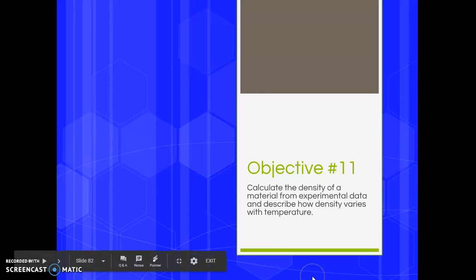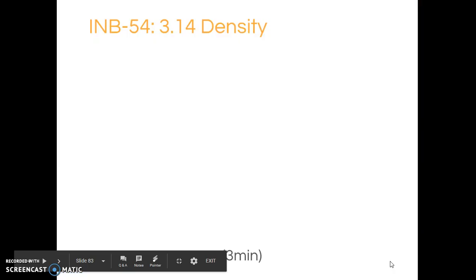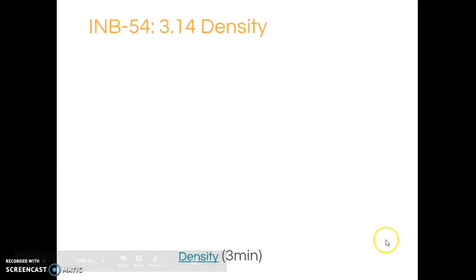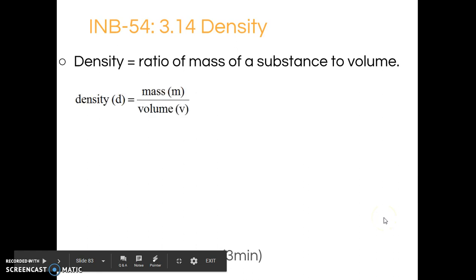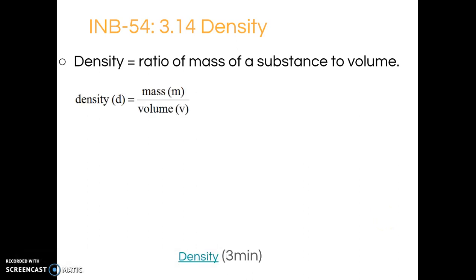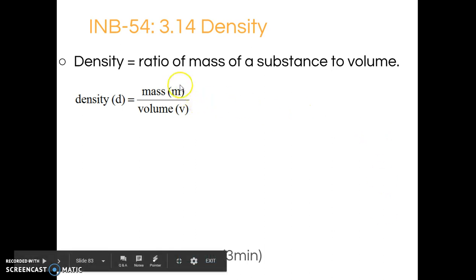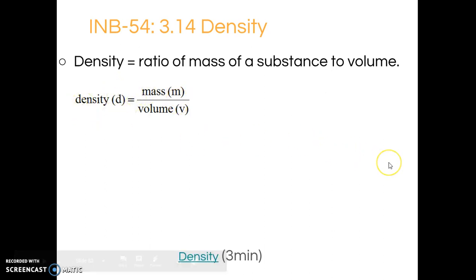All right, so welcome to the screencast for objective number 11. This is going to talk about density and how we calculate density, as well as how density changes as temperature changes. So when we talk about what density is, it's the ratio of mass of a substance to volume. So it is just the mass divided by volume. It's a ratio of these two units to create this derived unit of grams per milliliter for density.